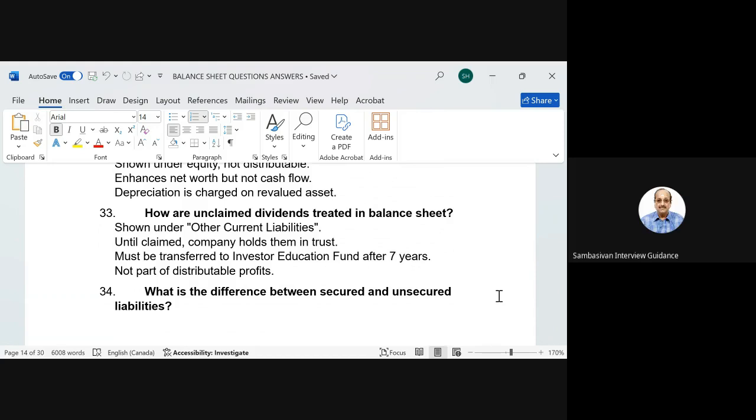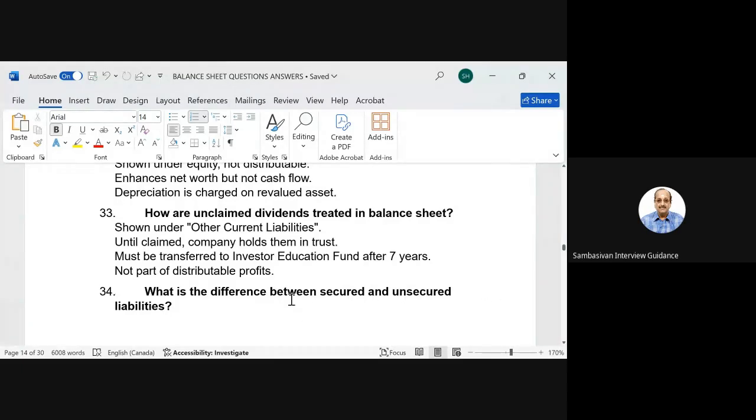But here it mentions that it must be transferred to the investor education fund. Why is it given like this here? This is a system where we used to send dividend warrants, similar to cheques, to people for encashing. They will put it in the account and get it collected. But the system has changed now. These days, almost all banks... this is applicable only to small companies which pay dividends by sending cheques or dividend warrants. Understood? Okay.